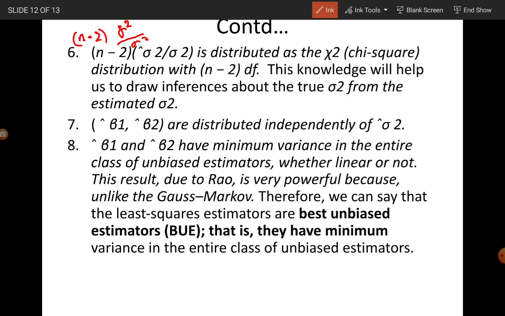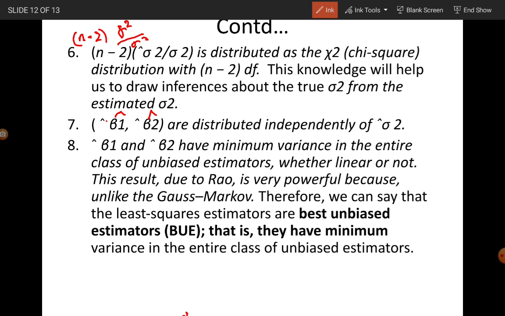Similarly, for beta 1 hat and beta 2 hat, this is how it should look. I'm sorry, the typing was not correctly done. So beta 1 hat and beta 2 hat are distributed independently of sigma hat square. Okay, 6 and 7 are very technical properties. Point 8 is the one which is more important.